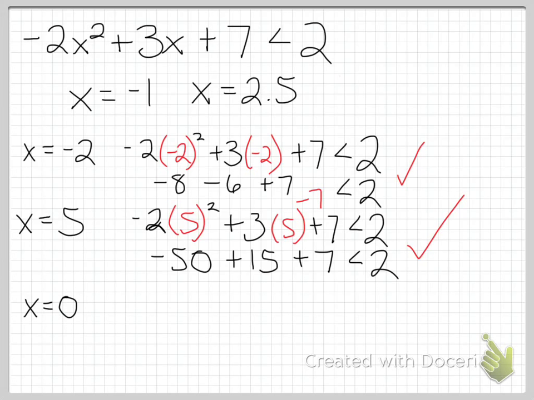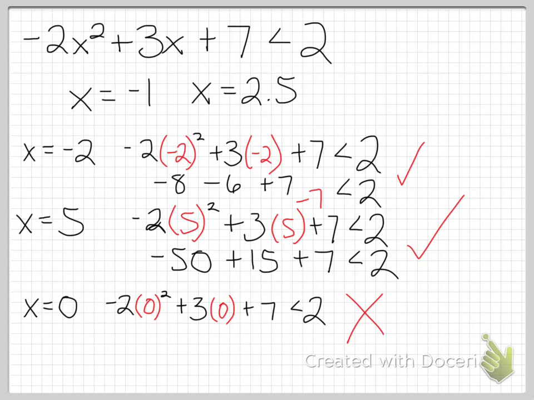So if I substitute a 0 in place of every x, a negative 2 times 0 squared is just going to give me 0, plus 3 times 0, again that's just 0, plus 7 must be less than 2. So 0 plus 7 is less than 2. Is 7 less than 2? Absolutely not a true statement.